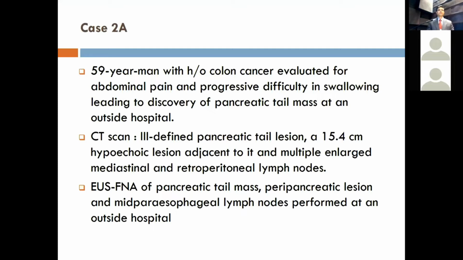So next I'm going to present a pair of cases that shows the morphological spectrum of this entity. Our first case is a 59-year-old man evaluated for abdominal pain and progressive difficulty in swallowing, leading to discovery of a pancreatic tail mass. This was at an outside hospital. On CT scan, in addition to this pancreatic tail mass, there was a very large peripancreatic mass, and also enlarged mediastinal and retroperitoneal lymph nodes were seen.